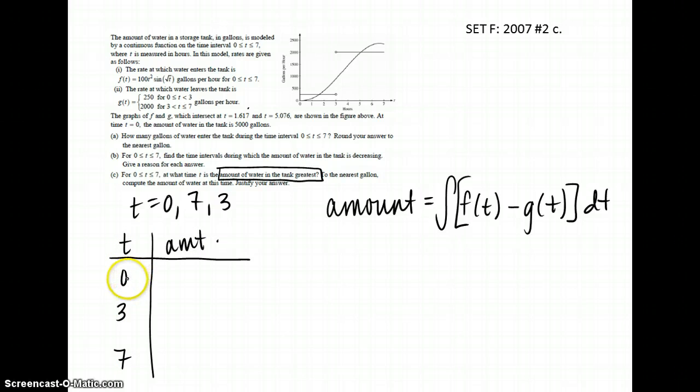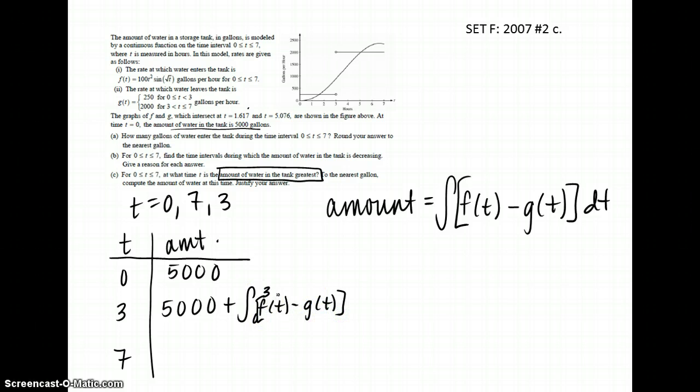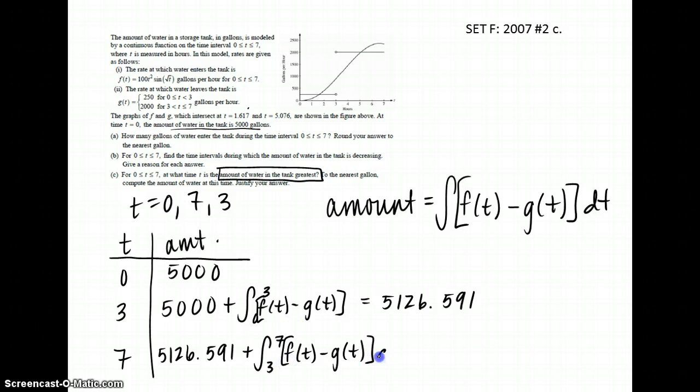At 0 hours, we're told that the amount of water in the tank is 5,000 gallons. At 3 hours, we take that initial condition and we integrate between 0 and 3 the function that represents the total amount of water in the tank. And again, use your calculators, verify that you get 5,127 gallons of water in the tank. At time t is equal to 7, you take the amount of water in the tank and add to that the integral from 3 to 7. Again, how much is coming in minus what's going out of the tank.